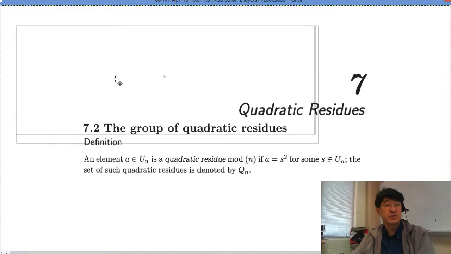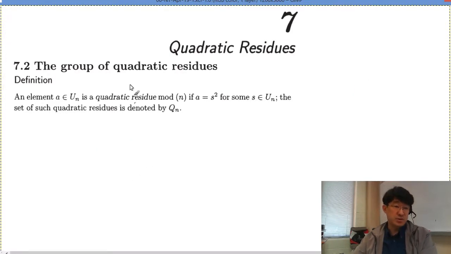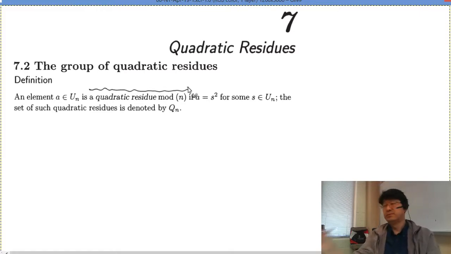All right, state the definition. An element is called a quadratic residue mod n if that element is congruent to the square of an integer, where that element is coming from the group of units. To make the answer easier, the set of such quadratic residues is denoted by Qn.